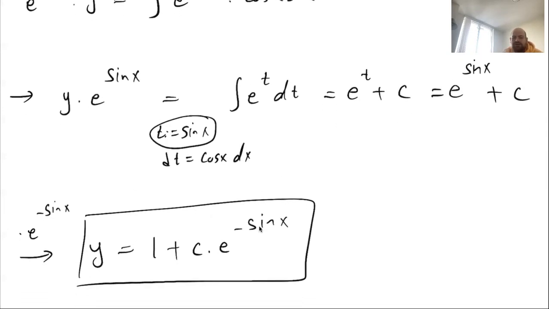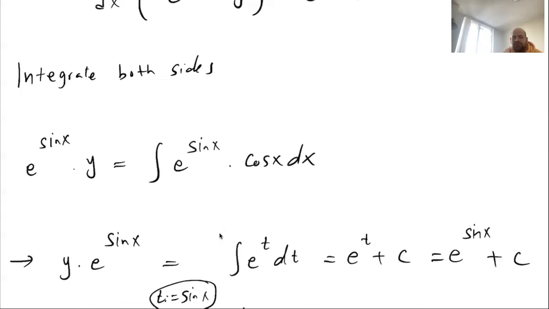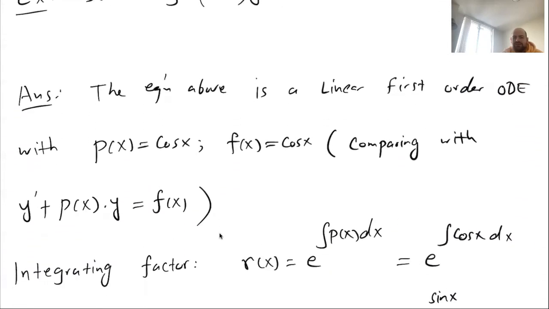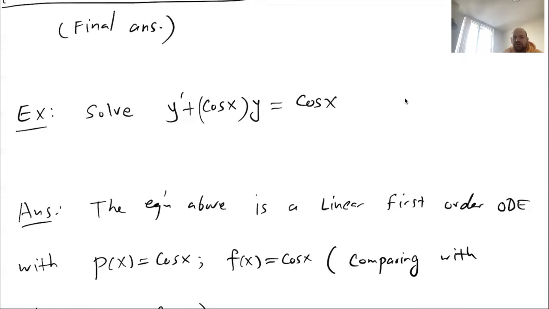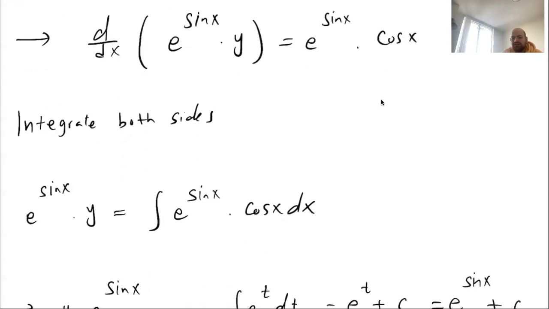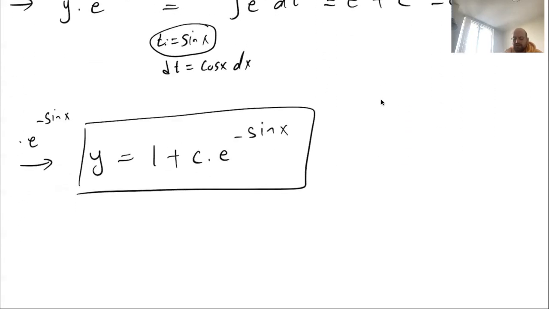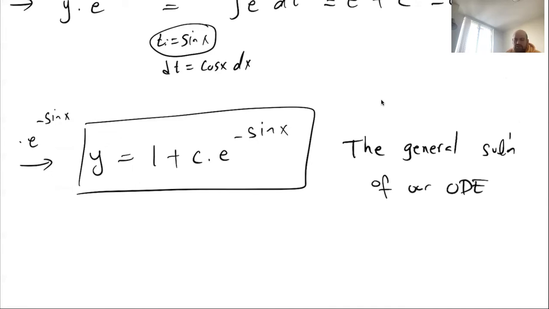Do we need to find c? Well, let's look at the question. To find c, we need the initial condition. The initial condition is not given in the question, so we don't need to find c. We can just leave c as it is. And we can call this the general solution of our ODE. Now, if the initial condition was given, we could find c, but the initial condition is not given, so that means we need to leave c as it is.